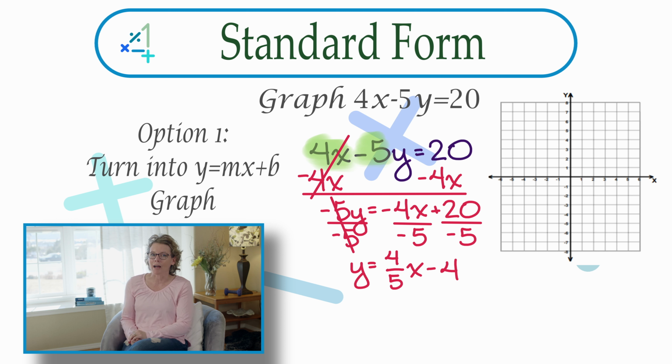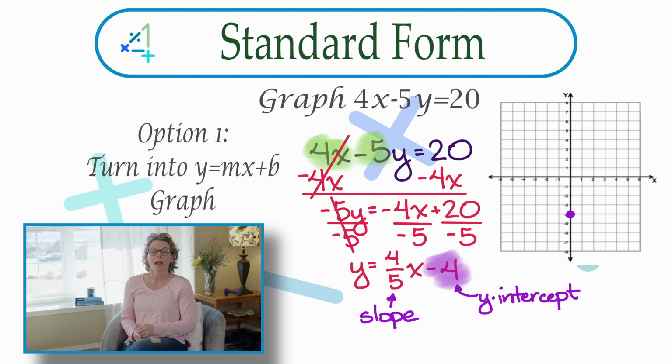Hopefully you'll remember how to graph lines in this form. We start backwards with the negative 4. That's my y-intercept, and then up 4 over 5 and a line through it.